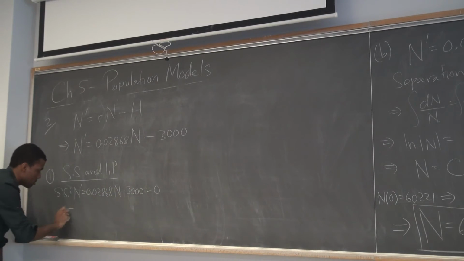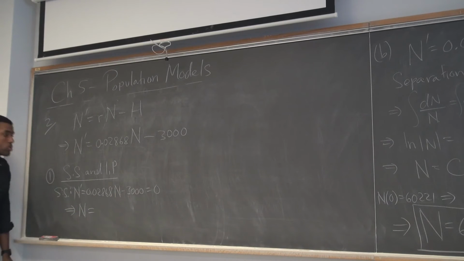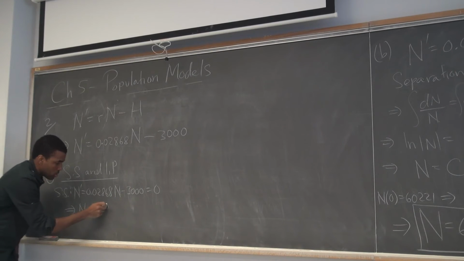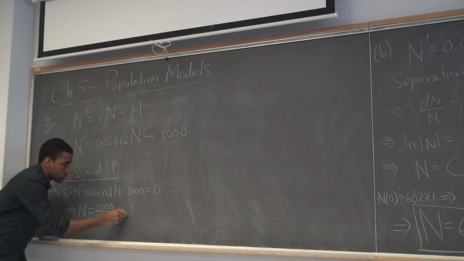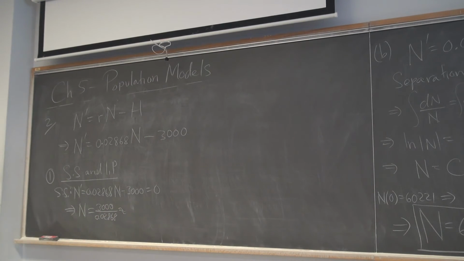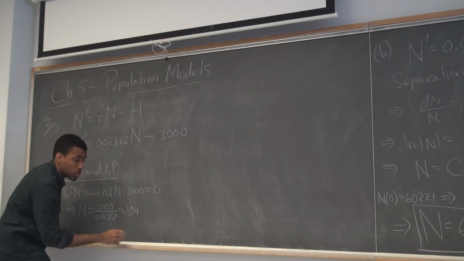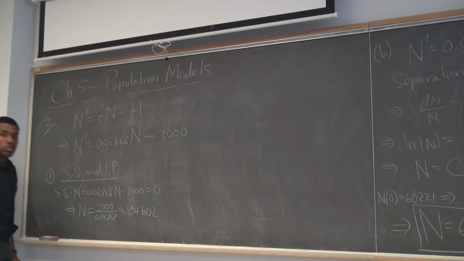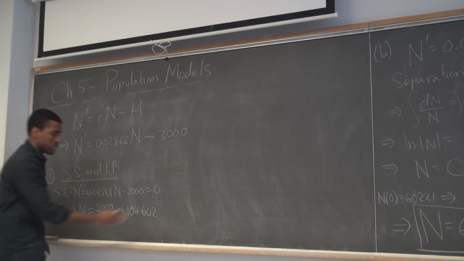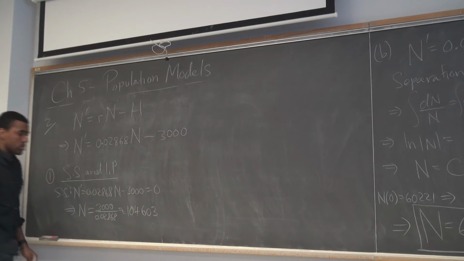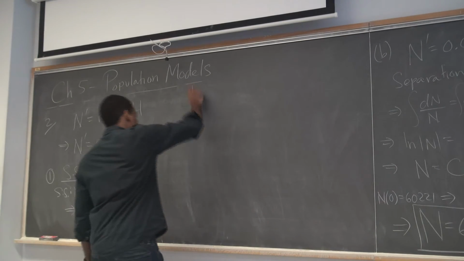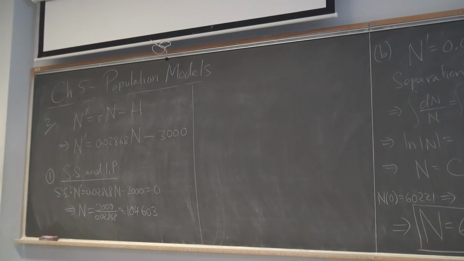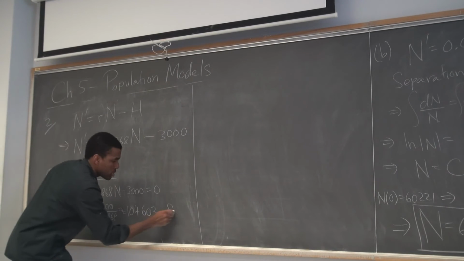Okay, so steady states mean I need to set the derivative equals 0. This means that n equals what? It's going to be 3,000 over 0.02868, which is roughly what? 104,602.5. Let's just round up. Let's keep things in whole numbers because we're talking about population. Okay, so that will be the steady state.